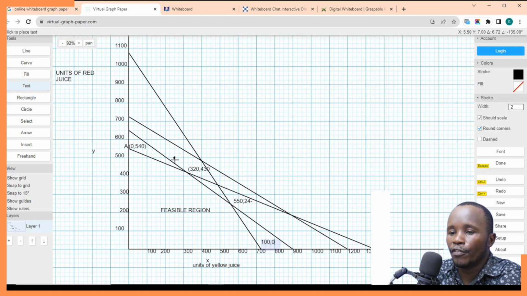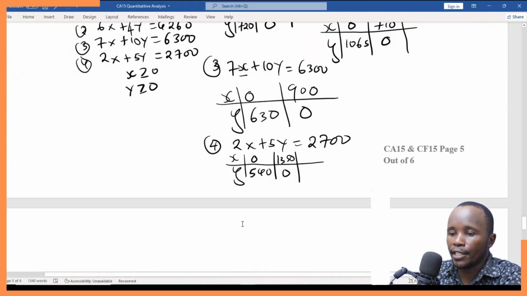The question is telling you look for units that is going to maximize profit. So those units will be at these corners here. We have 0, 540. We have corner here 320, 430. This is 550, 240. This is 100, 0. Having plotted this, you go back and transfer this and check which one is going to give you a maximum solution. Now let's go back to our workings here.